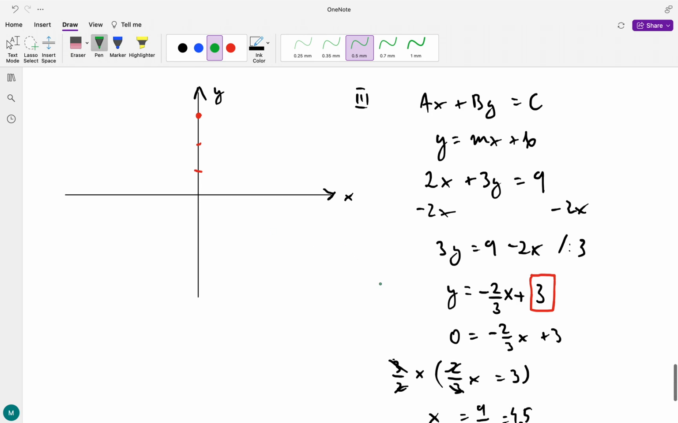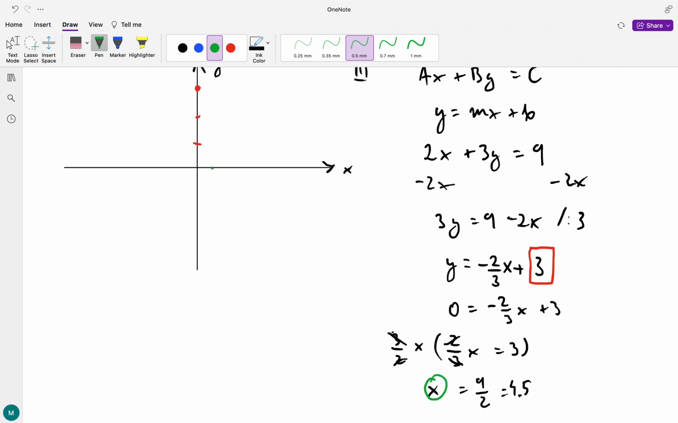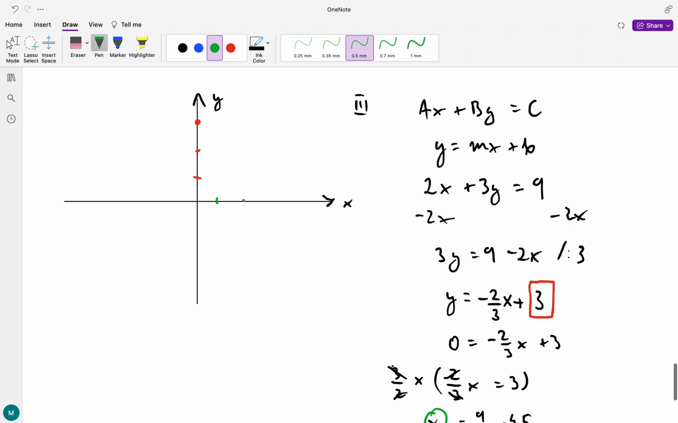So it's, let me actually label that in green. It's 1, 2, 3, 4. That's 5. So 4.5 will be right in between. And once again, lastly, all we have to do is connect these two dots. I know this line is not exactly straight, but you get the idea. So this is y equal to -2/3 x plus 3 with a slope.